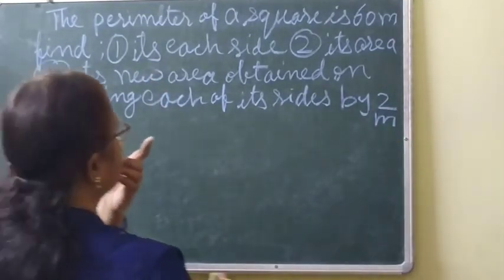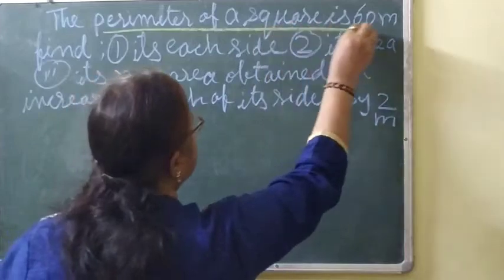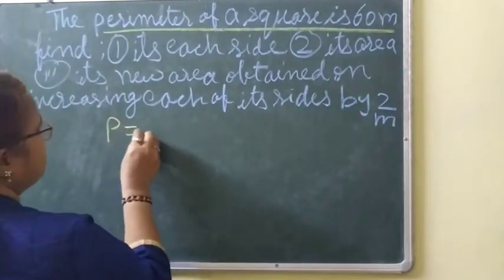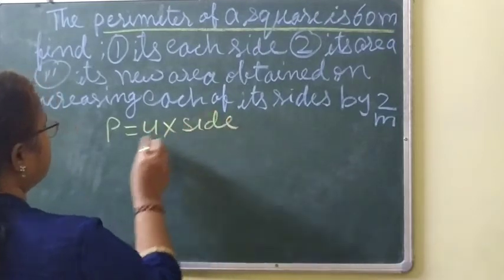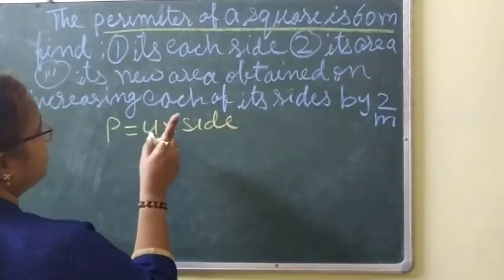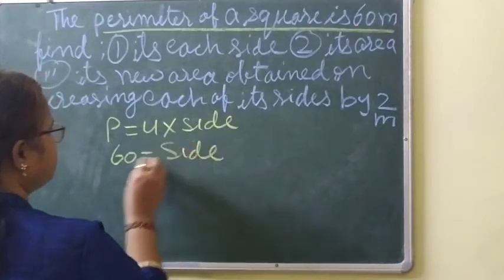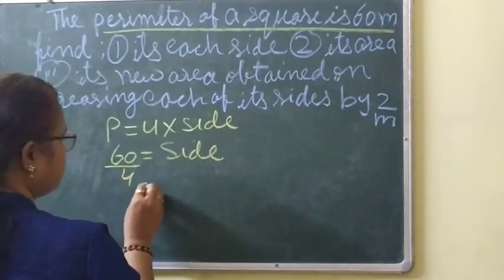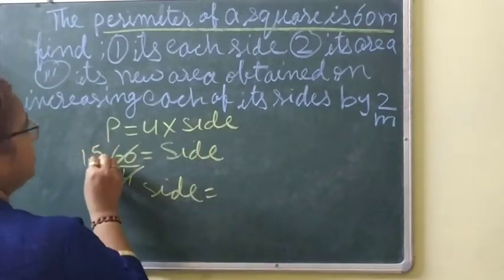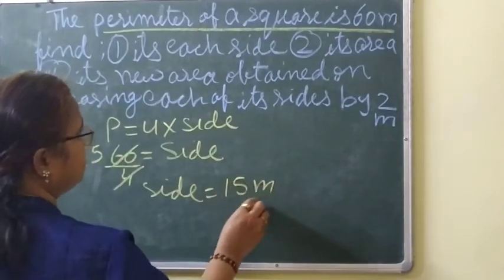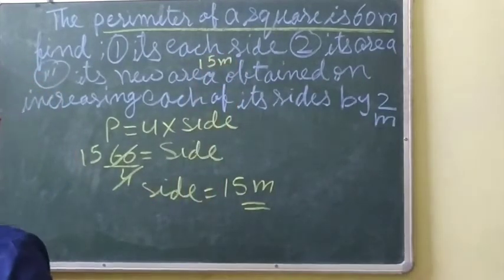Okay. So the perimeter of a square is 60 meter. It is given. So perimeter is equal to 4 into side. Clear? So perimeter is given 60. So 60 is equal to 4 into side, then side will be equal to 60 by 4. When you cancel you will get 15. So 15 meter. Okay. So its side will be 15 meter. Now its area.